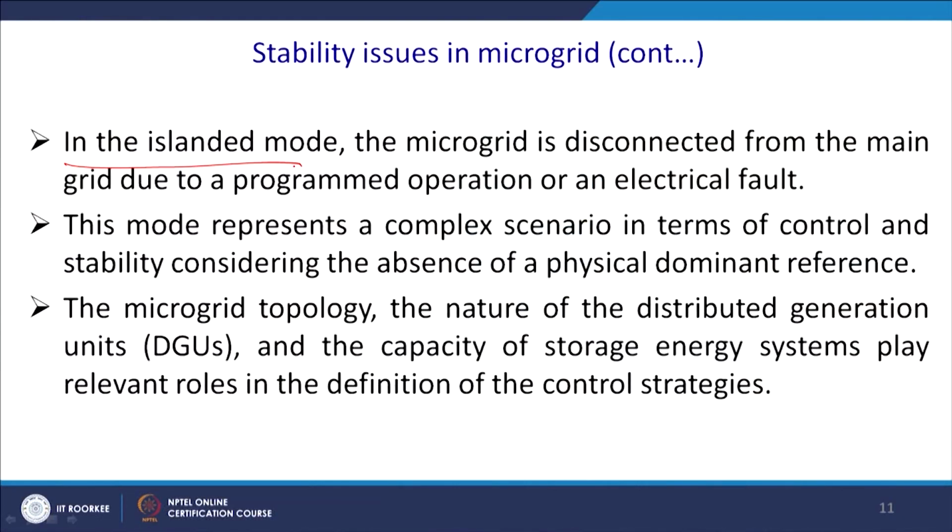And once you have cut off from the grid, that is quite an important aspect. In the islanding mode, the microgrid is disconnected from the main grid due to programmed operation. You may have a situation where the grid power is so costly that you want to manage by your own generation, or the entry point to the grid has a fault, and this leads to a rather complex scenario.